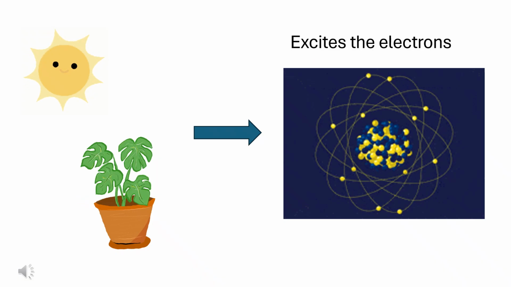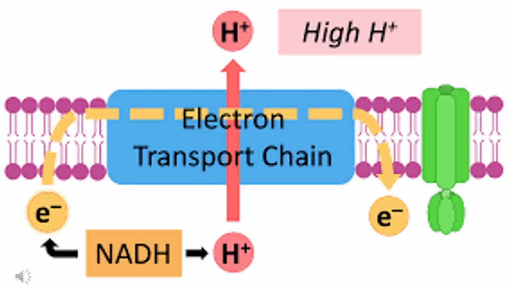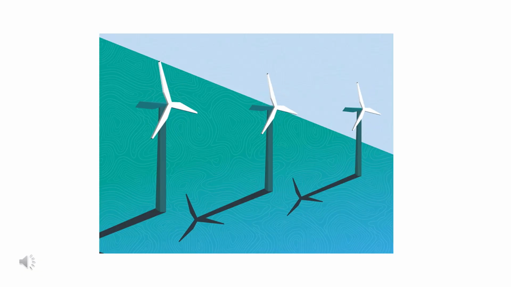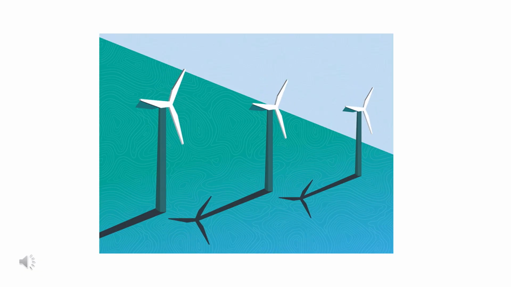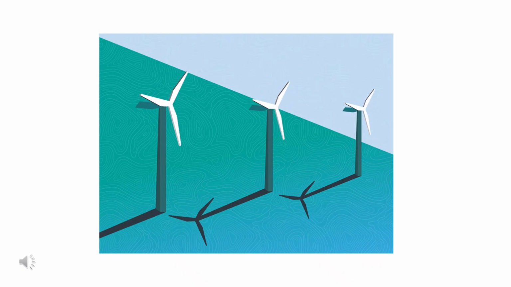When sunlight is available, it excites electrons in chlorophyll. Those electrons travel down the electron transport chain in the membrane of the cell. This movement pumps protons into the thylakoid space, creating a gradient. And that gradient powers ATP synthase. The enzyme spins like a turbine to make ATP.